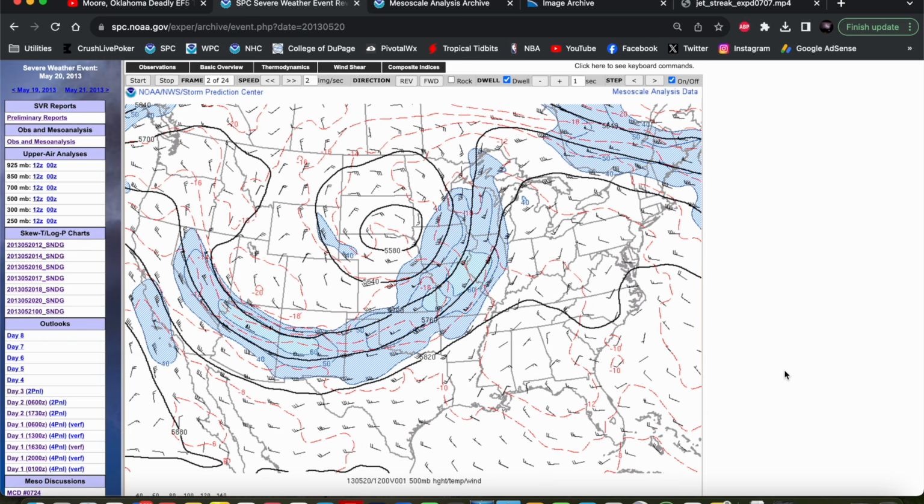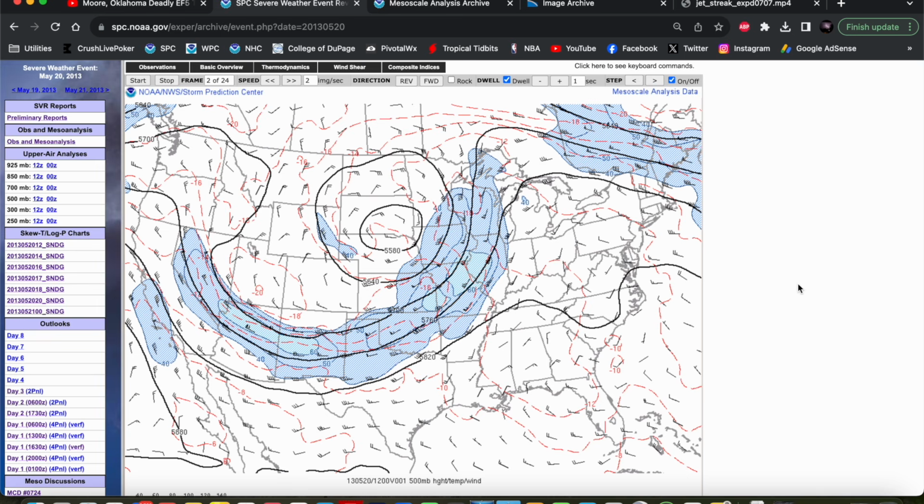Alright, let's dive into the meteorology behind this event. We'll start out at 500 millibars, as we always do, and we'll start out at 12Z, 7 a.m. Central Daylight Time on May 20th. The main feature that catches your attention is this large, high-amplitude, somewhat positively tilted trough centered over the northern plains, extending all the way down into the desert southwest.